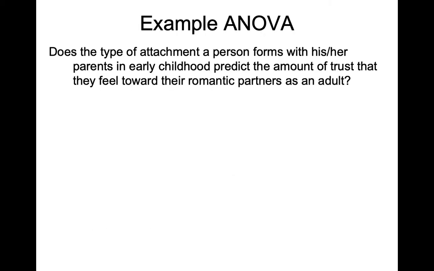Okay, so let's do an example that will hopefully make this a little bit more concrete. We'll go back to the example that I led with, and we're going to ask, does the type of attachment a person forms with his or her parents in early childhood predict the amount of trust that they feel toward their romantic partners as an adult? And this is actually a question that relationship psychologists study.